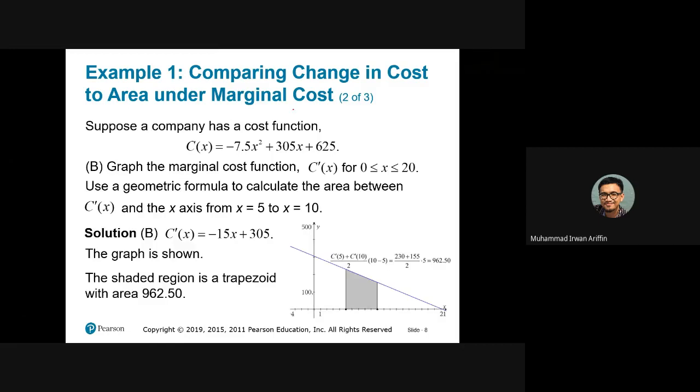Okay, so the marginal cost here would be negative 7.5 multiplied by 2, which is negative 15x plus 305. So 305 is the y-intercept, and the slope is negative 15. So if this is 5 and this is 10, how do we find the area? This is a trapezoid. If you don't remember, check back your high school geometry.